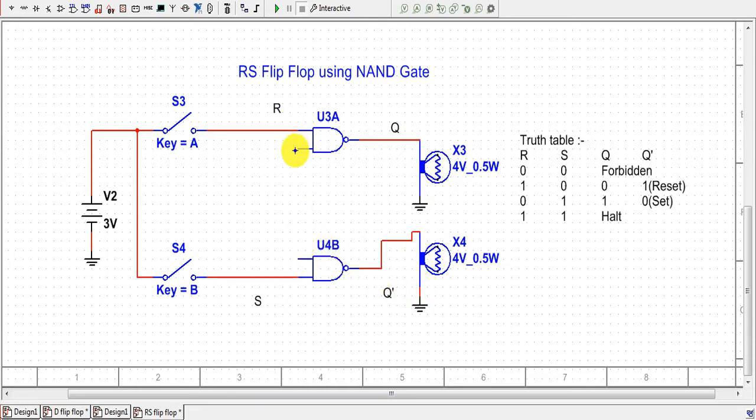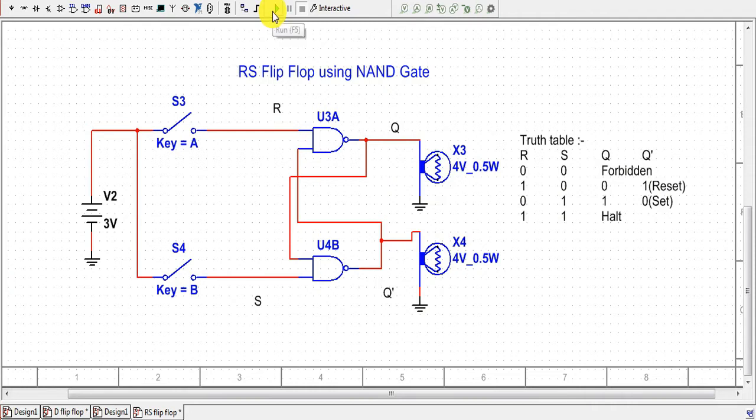That is, the input terminal of the first NAND gate is connected to the output terminal of the second NAND gate, and the input terminal of the second NAND gate is connected to the output terminal of the first NAND gate. So this is the simple circuit diagram, or basically the wiring diagram, for an RS flip-flop. Now we will verify our truth table.